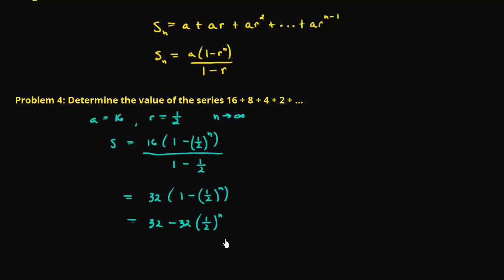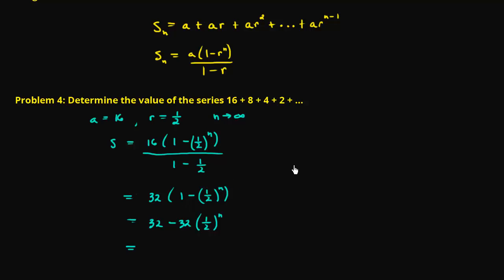Now let's think about this. Let's think about what happens to the value of the sum as n approaches infinity. As we add more and more terms in this series, what happens to the value of the sum? Well, we're not going to prove why this is true in this video or offer any kind of rigorous explanation, but let's just think about this based on our observations. If we have 32 minus 32 times 1/2 to the power of some really, really big number.